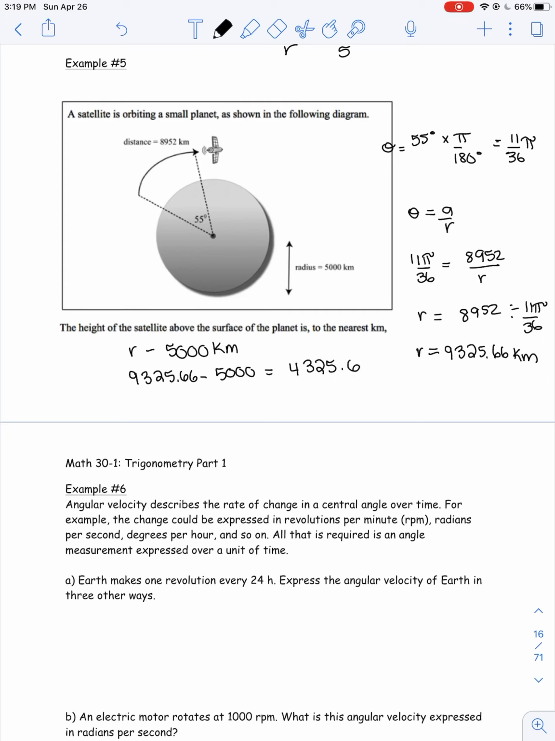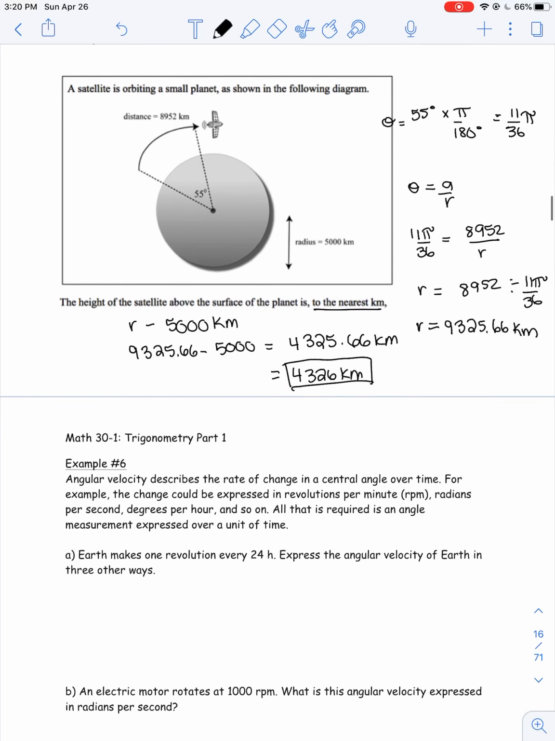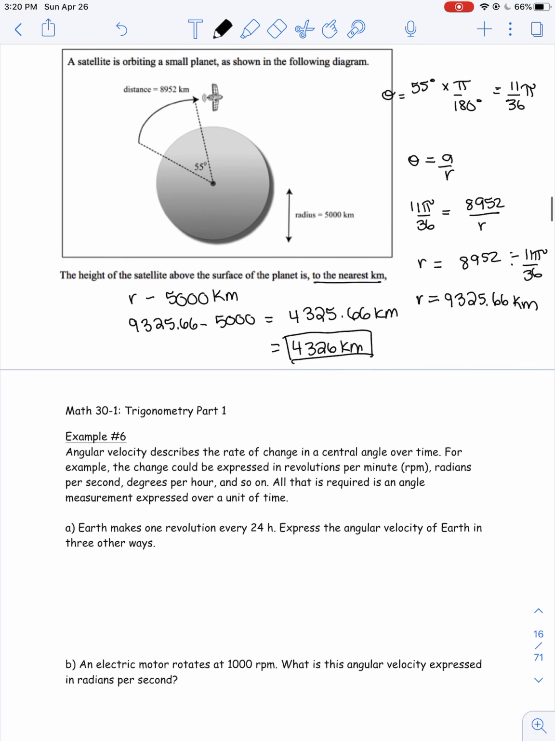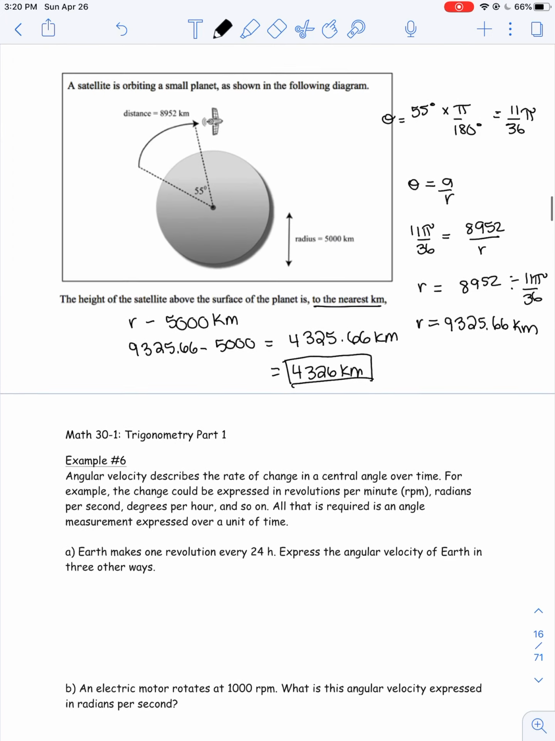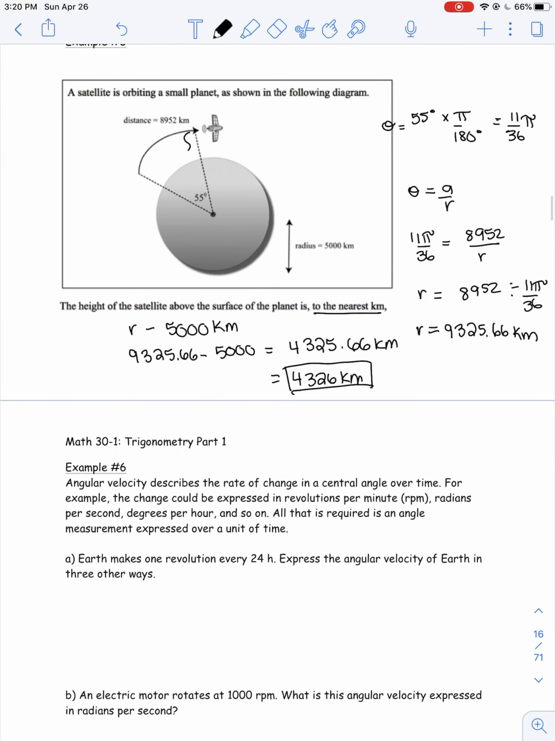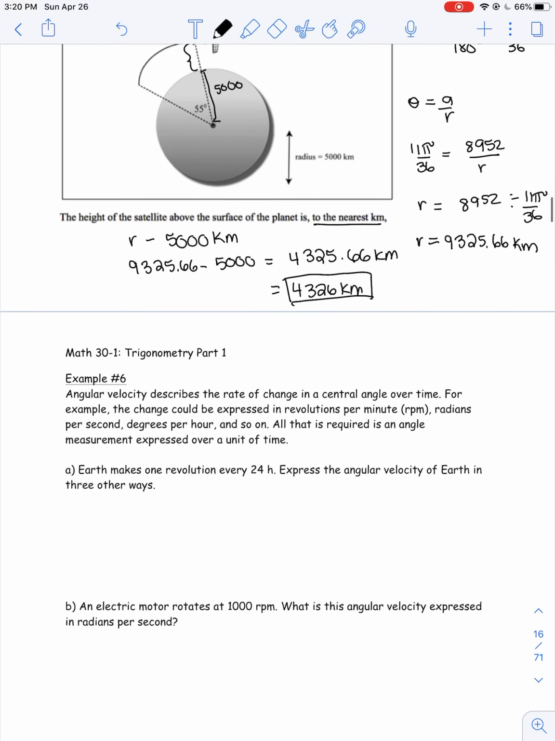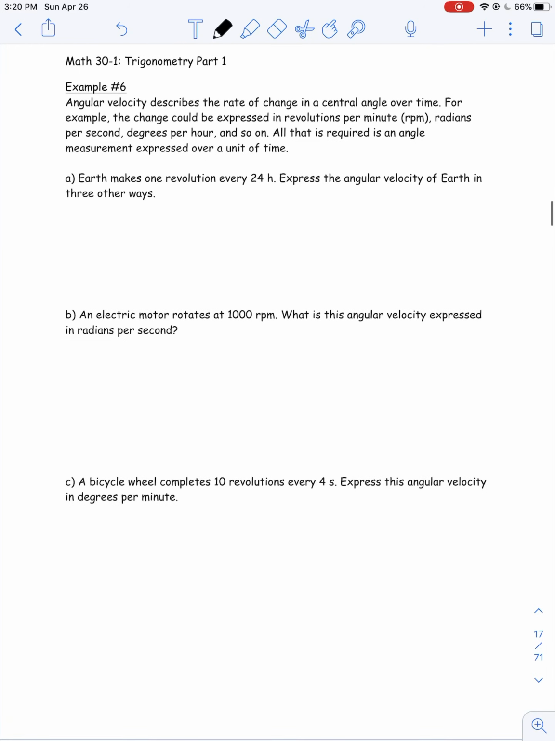should be 4,325.66 kilometers, but we need to round to the nearest kilometer. So we're going to round up to 4,326 kilometers as our final answer. The reason being we wanted just this value, and then this value right here was 5,000, so that's why we had to subtract it at the end.